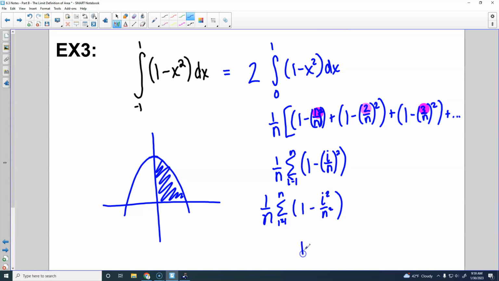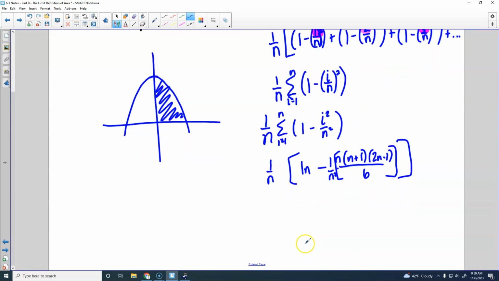So this is just going to be 1 times n. And then this is going to be your i squared rule, which is n times n plus 1 times 2n plus 1, is that it? Over 6. And then I'm going to just write that 1 over n squared out front of it. And so you would be doing the limit as n approaches infinity of that.